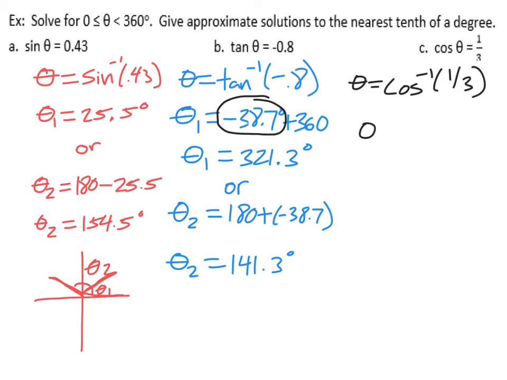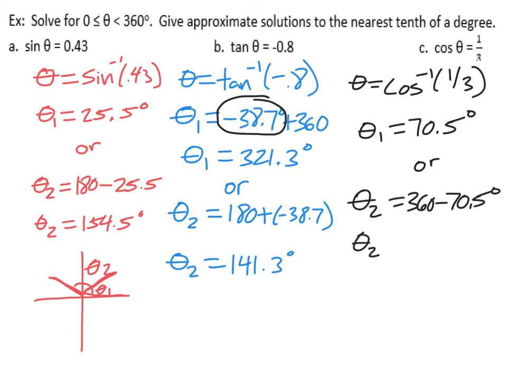Inverse cosine of a third, 70.5 degrees. Boom, there's answer number 1. If you want answer number 2, with cosine, you take 360 minus our first answer, 289.5. There we go. Alrighty.